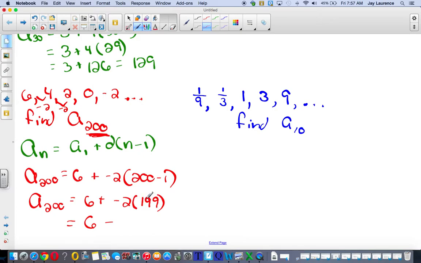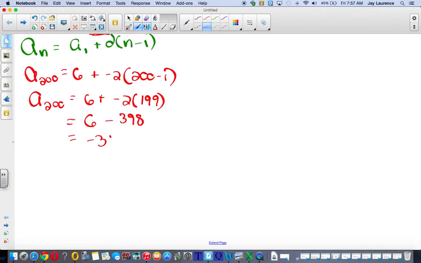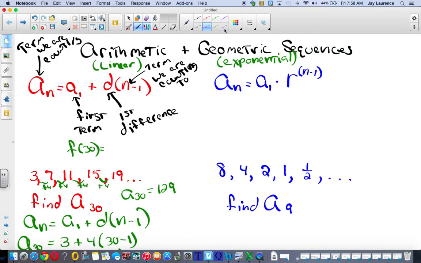If this was 200, it'd be 400. It would be 1 less. So 1 less 2, so 398. Right? I feel like I made a mistake there, but 2 times 200 would be 400. This would be 1 less 2, so I'm 2 less. Yeah, that's good. All right, so then 6 minus 398 will be a negative 392. That is a sub 200. Pretty easy stuff. All right, the geometric sequence is done very similarly.